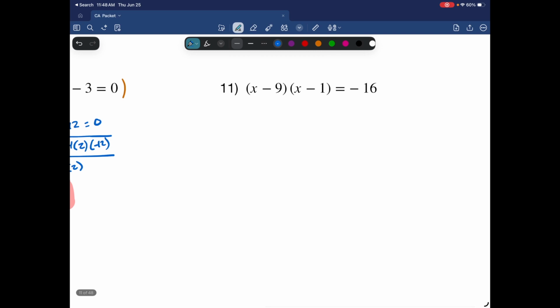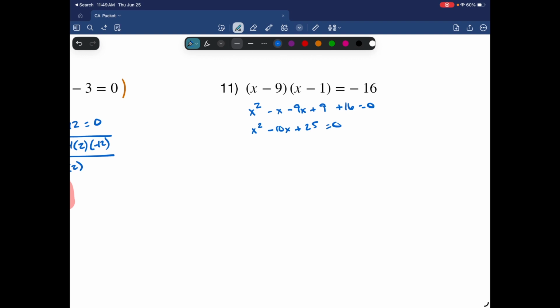On 11, you're going to have to multiply this out first and then get the 16 over. So that's going to be x squared minus x minus 9x plus 9 plus 16 equals 0. x squared minus 10x plus 25 equals 0.